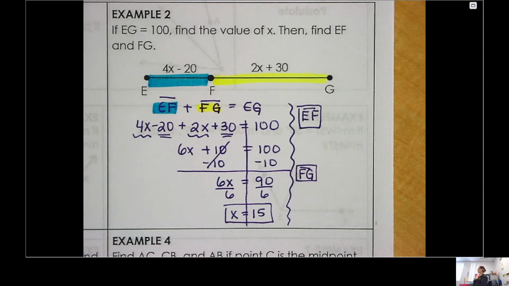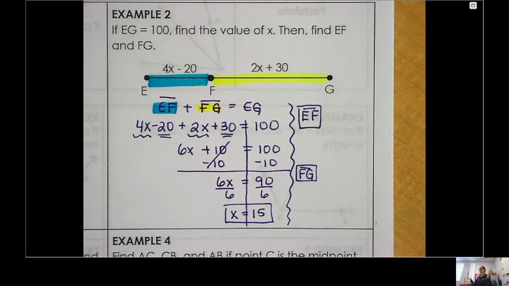Okay, let's take a look at the board. Most people look like they were doing great. I saw a lot of them starting on number 3, which is awesome. For example 2, right? You take your first piece, and I like to color code mine, right? So I take my blue piece plus my yellow piece and set it equal to the whole thing. So your first piece is 4x minus 20 plus your second piece is 2x plus 30 equals the whole thing.